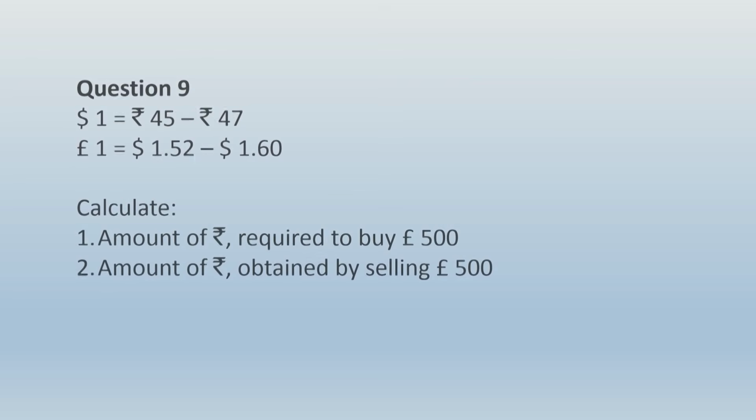Let us take up a question from your textbook, that is question number 9. What is given? $1 equals to rupees 45 to rupees 47. It's a two-way quote of dollar in terms of rupee, and pound 1 is given as $1.52 to $1.60. It is again a two-way quote of pound in terms of dollar. And what is required? They say calculate amount of rupee required to buy pound 500 and amount of rupee obtained by selling pound 500. So first thing first, what you need to do?